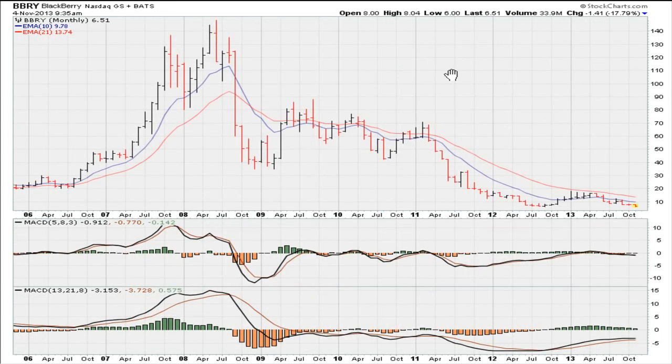Now let's take a look at the BlackBerry 8-year monthly chart, and I want to focus on why it's still down. Even today we see it down about 17%. Take a look at this MACD level here. Once BlackBerry moved below zero here, late 2008, early 2009, it's never really recaptured that zero line. So this instrument has been bearish since then.